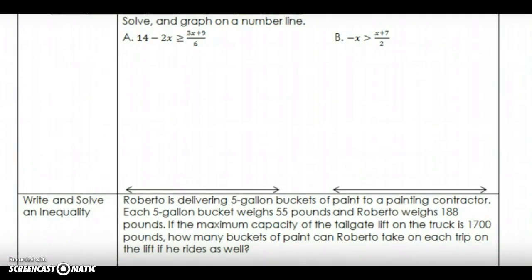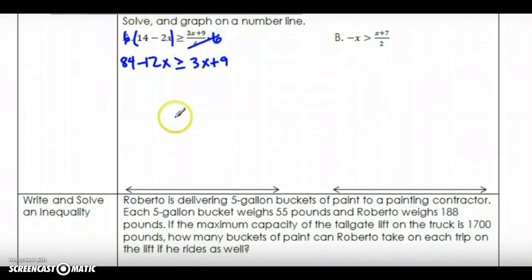We have a couple of multi-step. Those are just like solving a multi-step equation, only we have our inequality symbol here. So let's multiply both sides by 6 to get rid of that denominator. That's what I would do first. So we end up with 84 minus 12x is greater than or equal to 3x plus 9, because that 6 canceled out there.